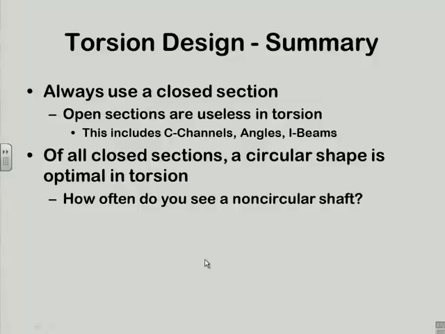So here's my summary. Use a closed section. Circular shape is optimal. So if you have no other constraints against using a circular shape in torsion, that's it. It's the optimal solution. Have you ever seen a non-circular shaft? I don't think so. Okay?